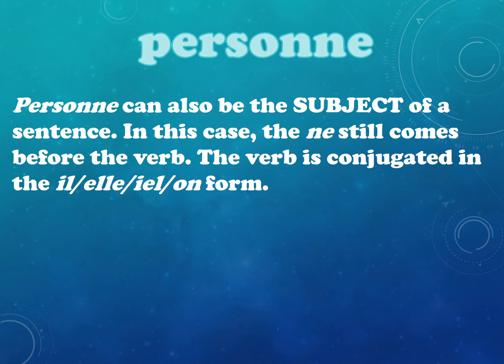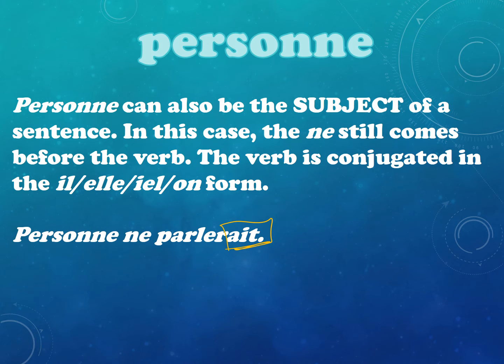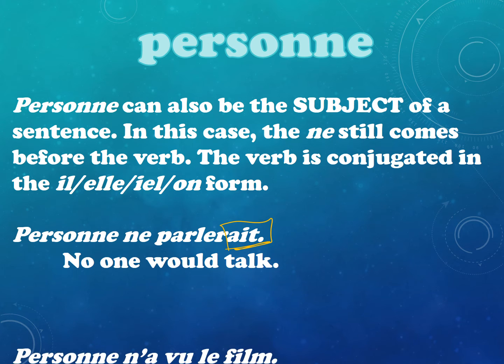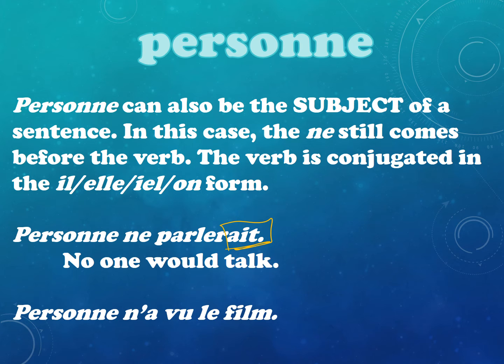Personne can also be the subject of a sentence. In this case, the ne still comes before the verb, and the verb is conjugated in the il, elle, on form. Personne ne parlerait. So you have personne first because it's the subject, then ne before the verb, and the verb conjugated in the il, elle, on form. No one would talk. Personne n'a vu le film. No one saw the movie.